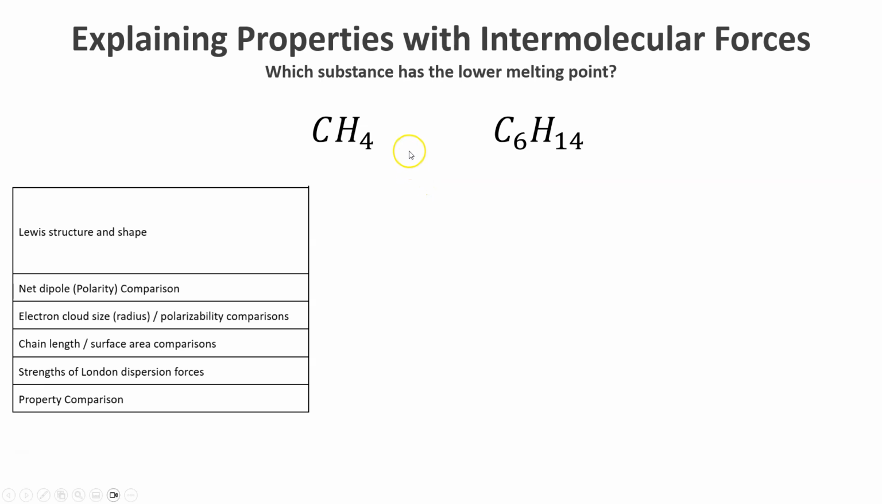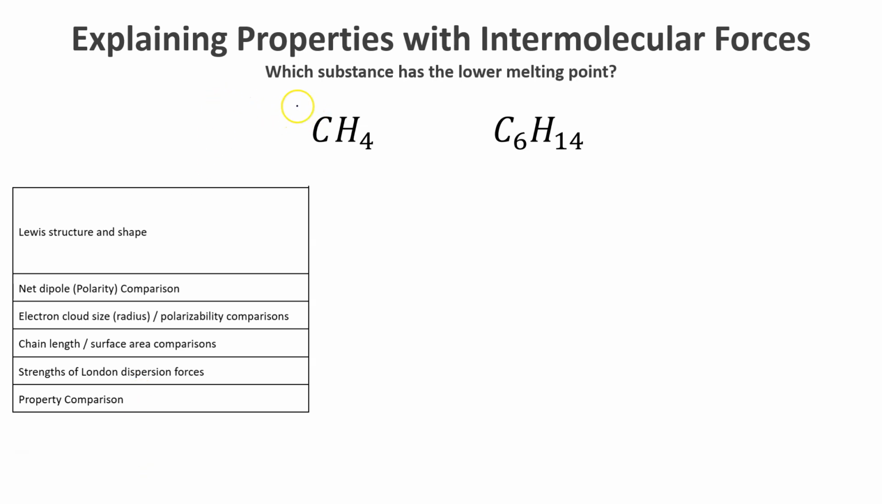Hey everybody, in this video we're going to be talking about explaining or predicting a substance's physical properties by referencing the types of intermolecular forces that substance will experience. Here we're going to be comparing CH4, methane, to C6H14, something called hexane, trying to figure out which of these is going to have the lower melting point.